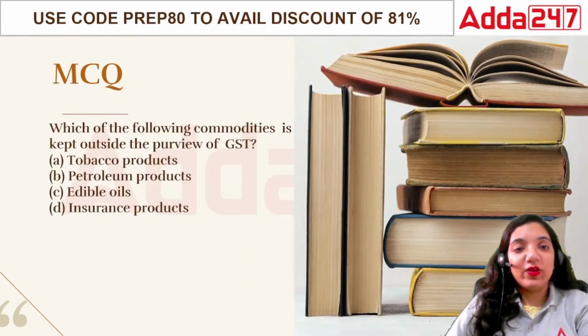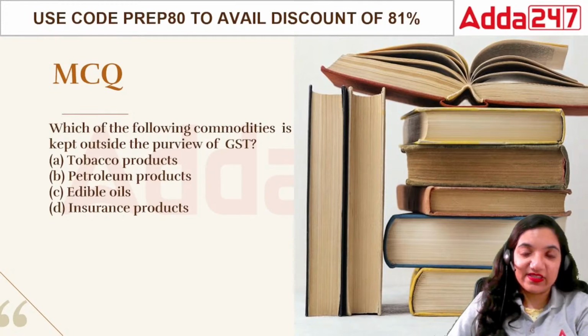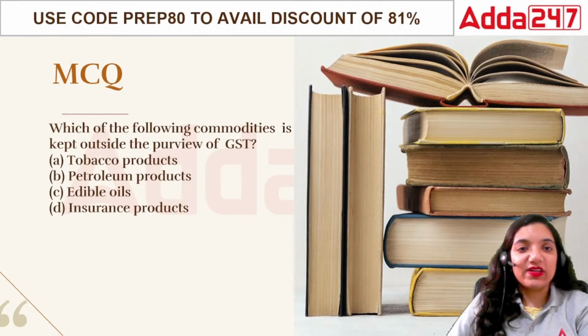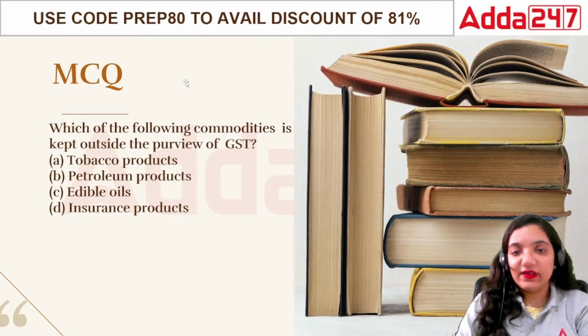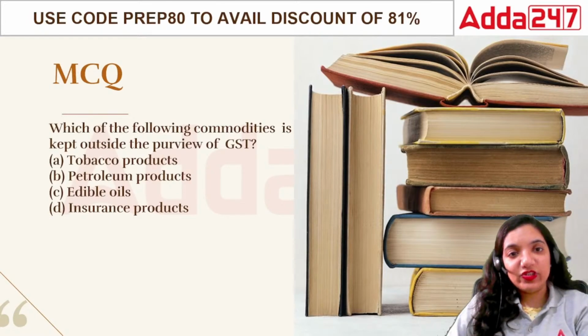Next question. Which of the following commodities is kept outside the purview of GST? Tobacco products, petroleum products, edible oil, or insurance products? Among the following, which is outside the ambit of GST? Okay, insurance is definitely not out of it. It is among the things that are under the ambit of GST. Tobacco, as well as edible oils.